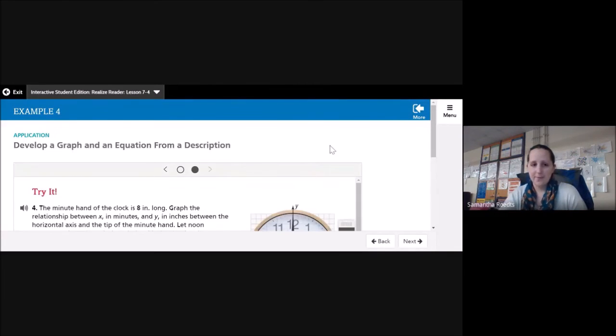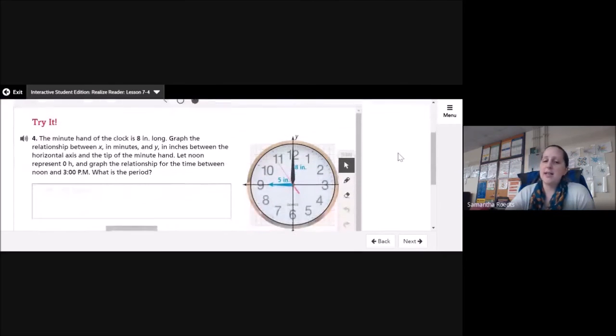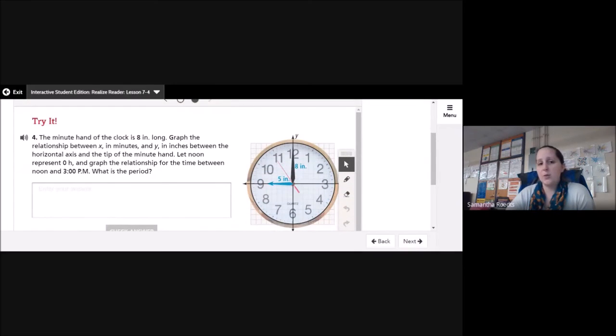So let's try it. The minute hand of the clock is 8 inches long. Graph the relationship between x in minutes and y in inches between the horizontal axis and the tip of the minute hand. Let noon represent 0, and graph the relationship for the time between noon and 3 p.m. What is the period?